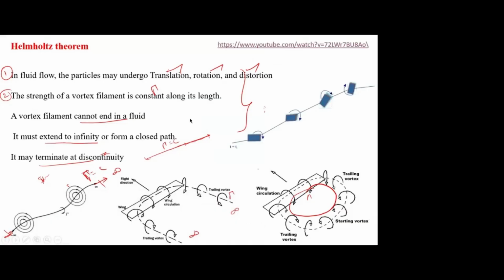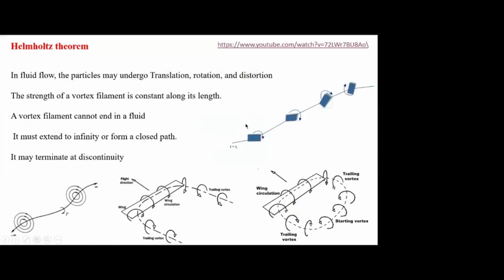This is his fifth observation, for 4 marks or 6 marks. The fluid particle may undergo translation, rotation, distortion, and the strength of the vortex filament is constant. If it is constant, it cannot end in a fluid. Then the other possibilities: it has to extend to infinity, or it must form a closed loop, or it will terminate if there is a discontinuity in the medium. This is the Helmholtz theorem.